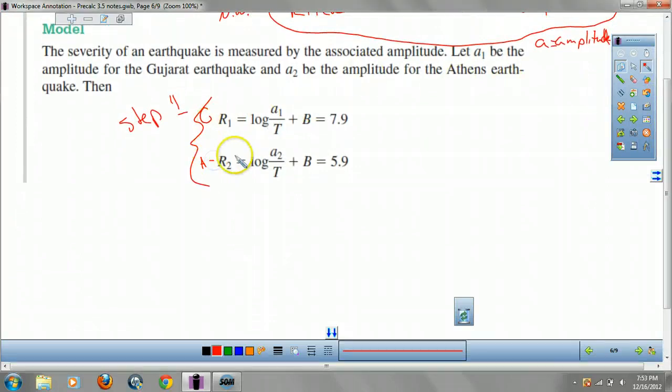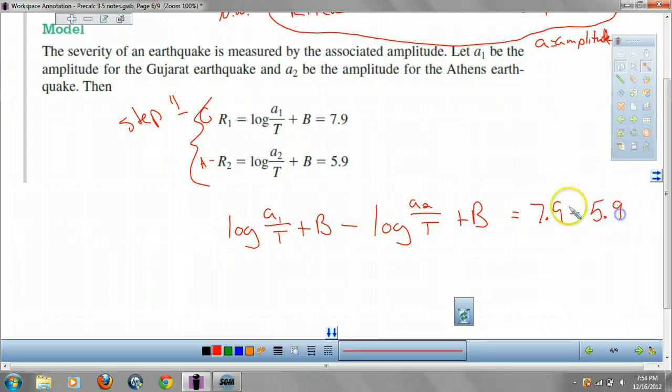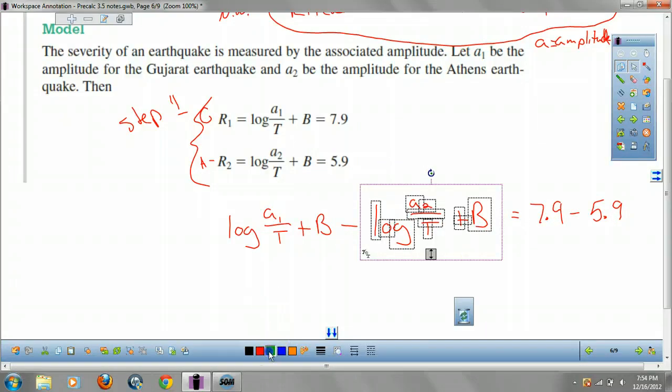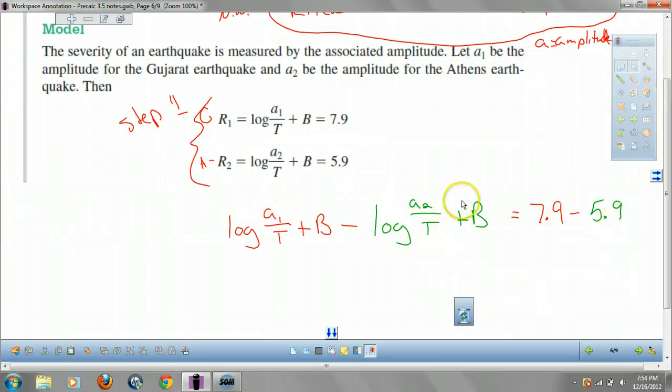So I'm going to subtract this equation from this one, so I get log of A1 over T plus B minus log of A2 over T plus B equals 7.9 minus 5.9. Okay? So again, I'm just subtracting these. This equation comes from the 5.9, the Athens. This one comes from 7.9, the Garahat.